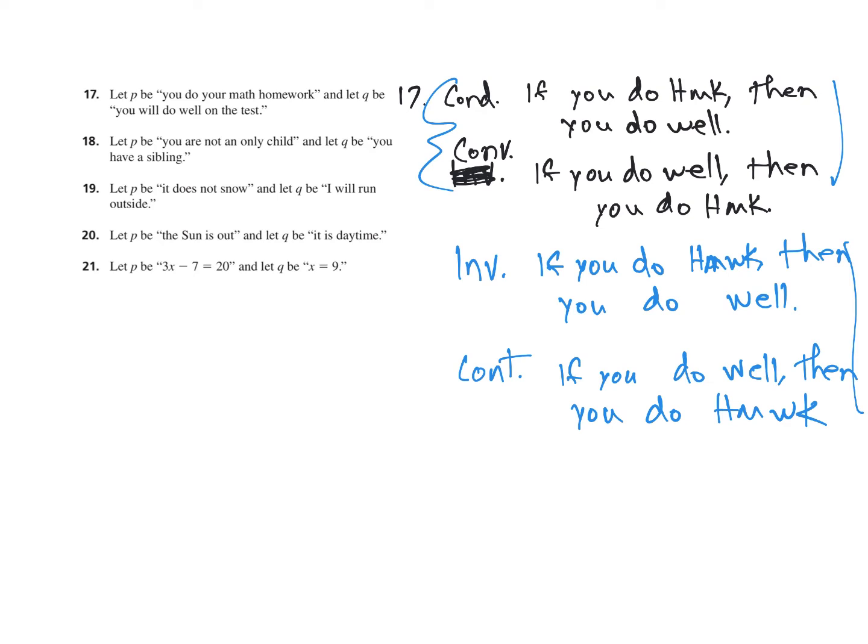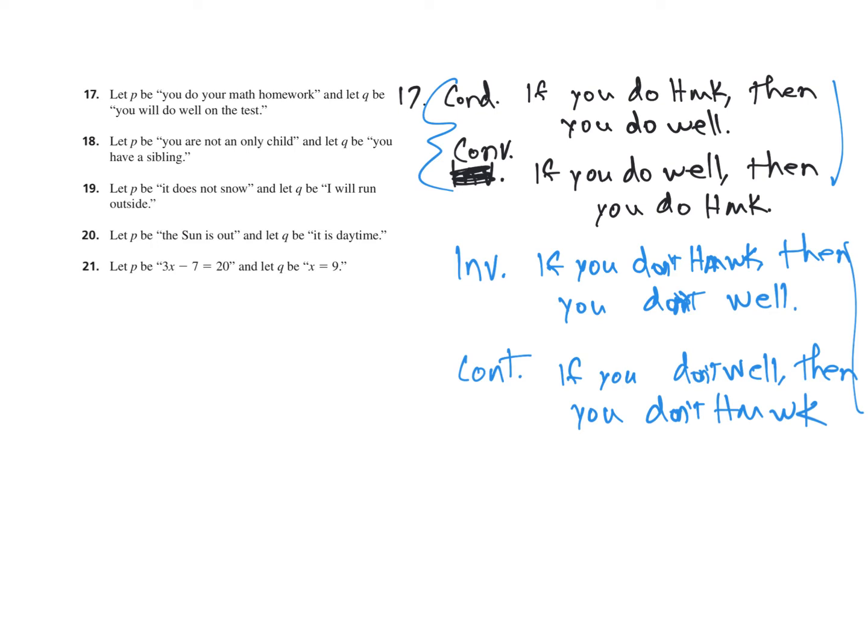Now, all you have to do with the inverse and the contrapositive is negate everything. If you don't do your homework, then you don't do well. If you don't do well, then you don't do your homework. That's all you have to do when you do this. The conditional statement's easy. You just write your if-then statement. And then for the converse, switch the order of the hypothesis and conclusion, and then rewrite both of those exactly the way they are as an inverse and a contrapositive, but then rewrite it so you negate everything.